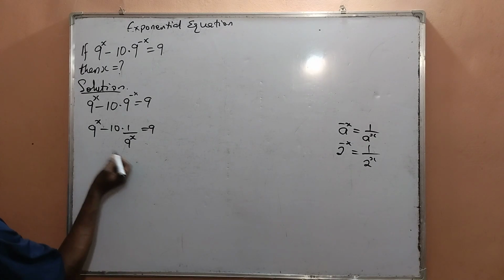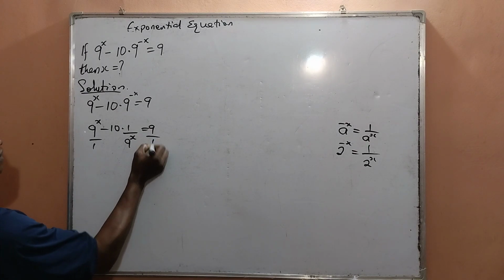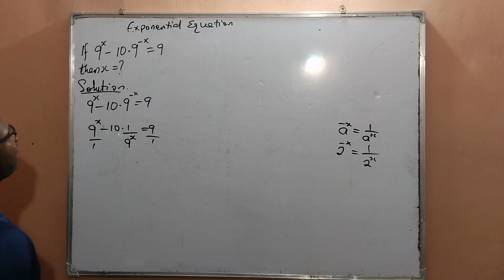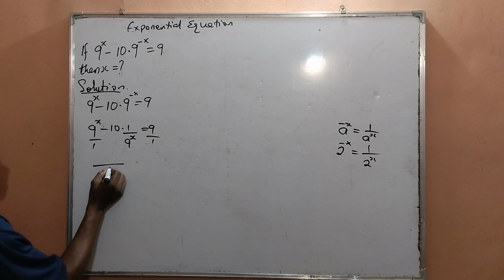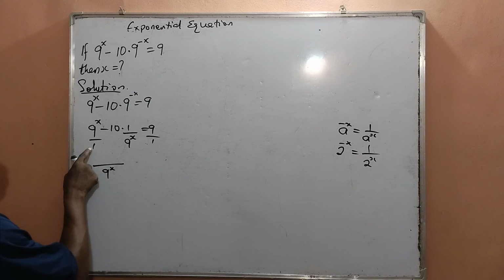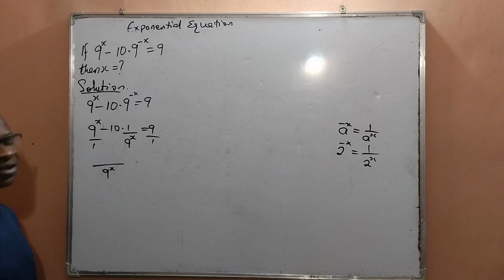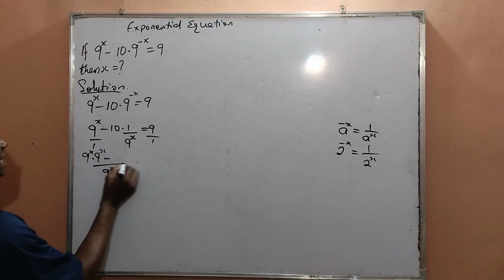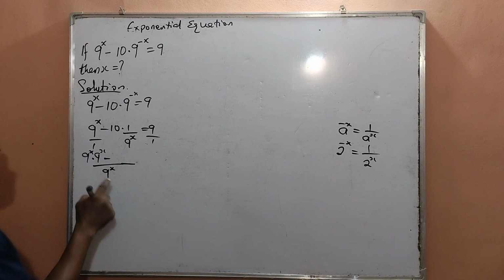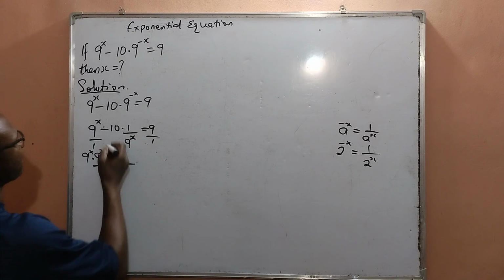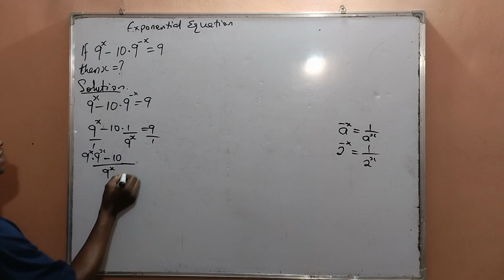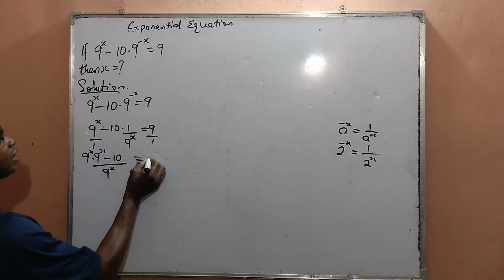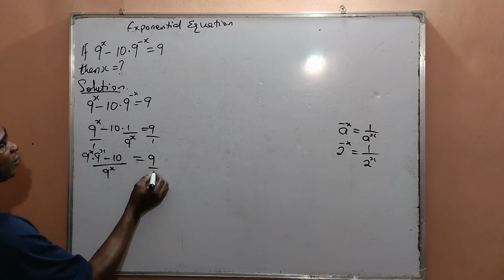Then, I can say this is over 1, this is over 1, so I can find the LCM on the left hand side, which is 9 to the power of x. 9 to the power of x divided by 1 gives 9 to the power of x, and multiplying gives 9 to the power of x multiplied by 9 to the power of x, then minus 9 to the power of x divided by 9 to the power of x is 1, multiplied by negative 10 is negative 10. Then this is equal to 9 all over 1.